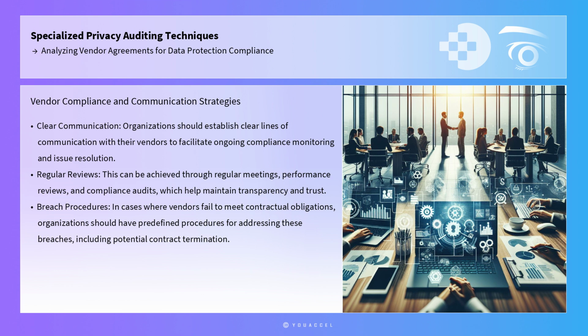Furthermore, organizations should establish clear lines of communication with their vendors to facilitate ongoing compliance monitoring and issue resolution. This can be achieved through regular meetings, performance reviews, and compliance audits, which help maintain transparency and trust between the organization and its vendors. In cases where vendors fail to meet contractual obligations, organizations should have predefined procedures for addressing these breaches, including potential contract termination if necessary.